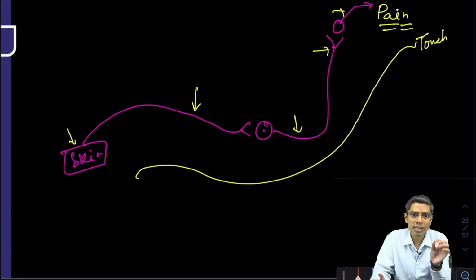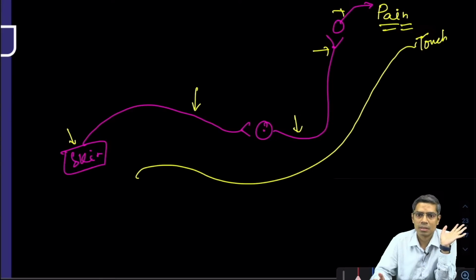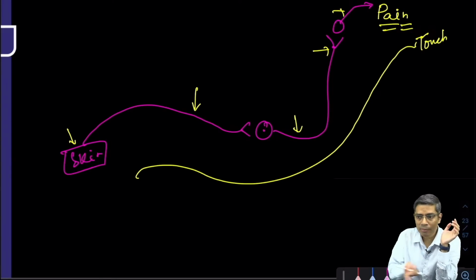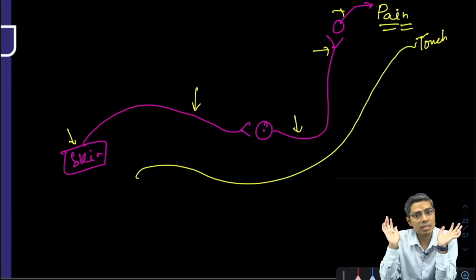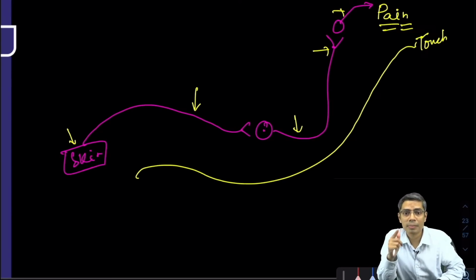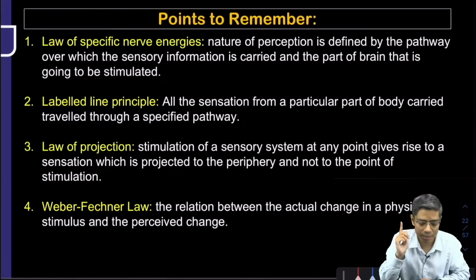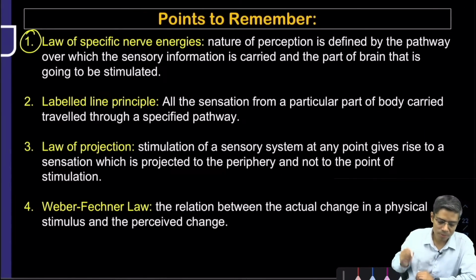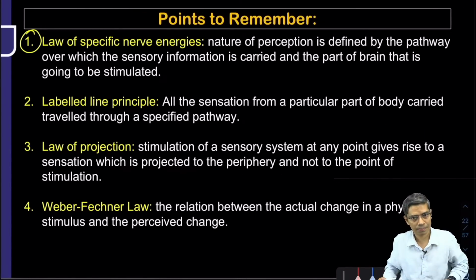That small part of the brain is responsible for touch perception. If you connect another fiber, a pain fiber, to the touch pathway and you stimulate the pain fiber, again the perception will be touch perception only, because ultimate perception depends on the part of the brain which is ultimately stimulated. So, that is known as the law of specific nerve energetics.